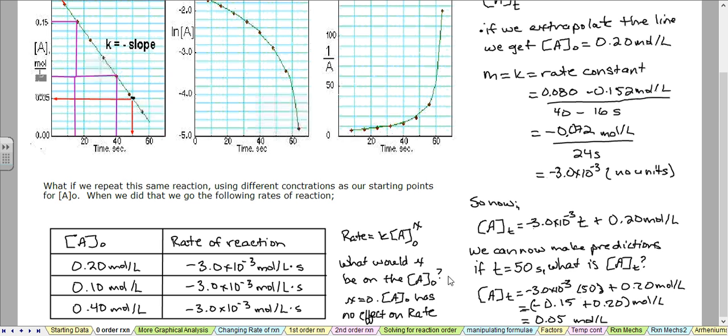So that must mean our exponent is 0, and that means we have a zero-order reaction. So our reactant has no effect on the rate of the reaction.